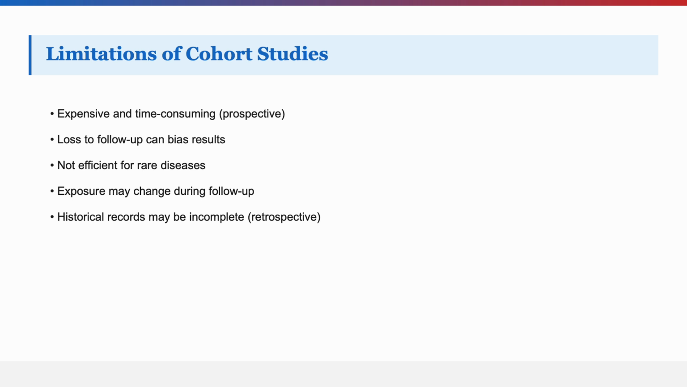If you're studying a cancer that affects 1 in 100,000 people annually, you'd need enormous cohorts followed for long periods to accumulate enough cases. Case control studies are better for rare outcomes.